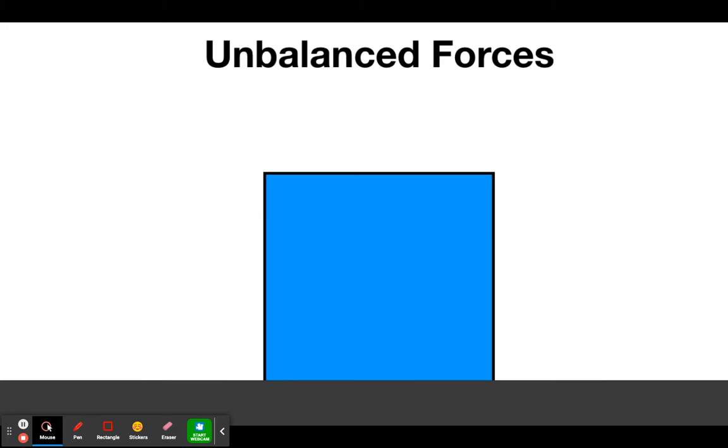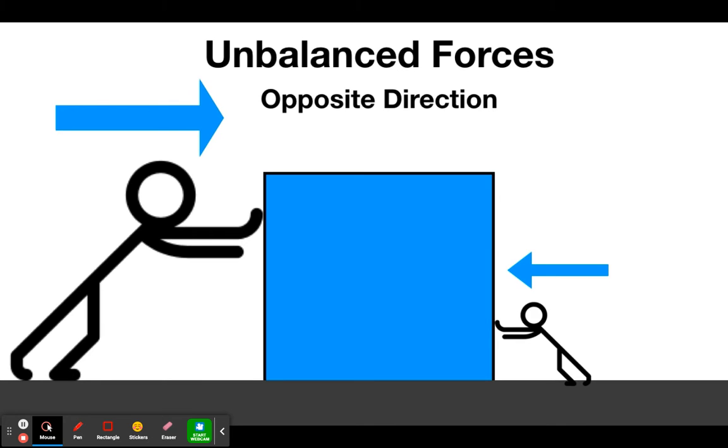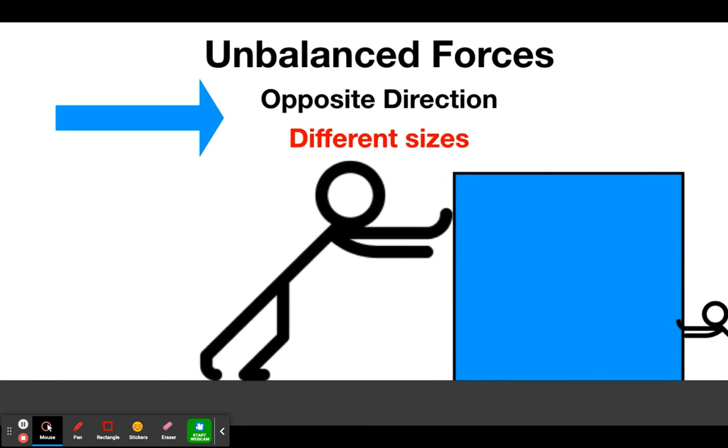Here's another example. If you went to push this box, but your friend came to push on the other side, you're pushing from opposite directions, but we can see your friend is much larger. They will be able to put down a much bigger force than you will. And because your forces are different sized, these are unbalanced forces. If you both push, the box will move because your friend is pushing harder. Let's look at some of these together.